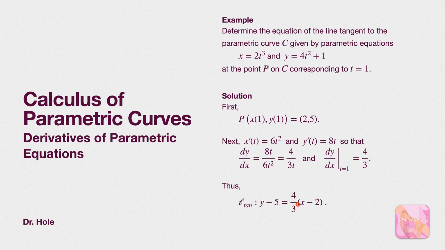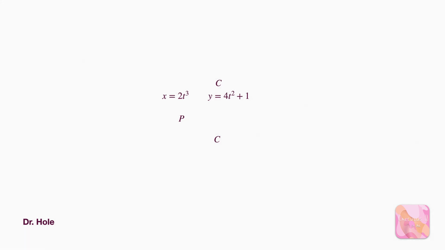Point-slope form of the line: y minus y naught, taking y naught to be 5, equals m times the binomial x minus x naught. x naught is 2, and m, which we just computed, is 4/3. This gives the line which is tangent to the curve at P. Excellent.